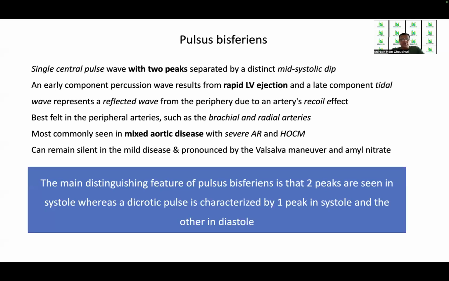The main distinguishing feature of pulsus bisferiens is that the two peaks are in the systole. So that is what differentiates it from the dicrotic pulse, because here one peak is in the systole and the other is in the diastole.